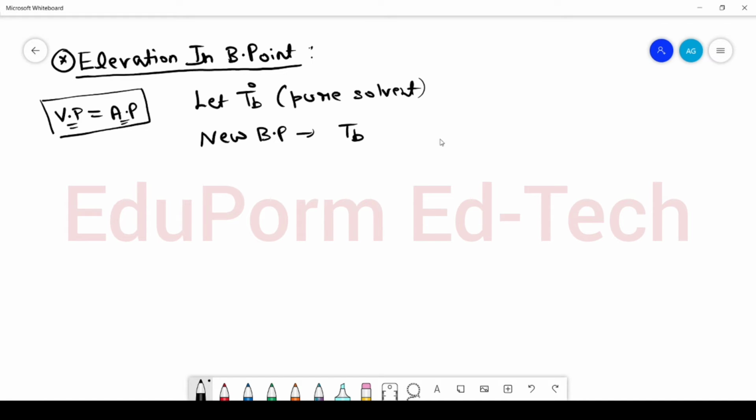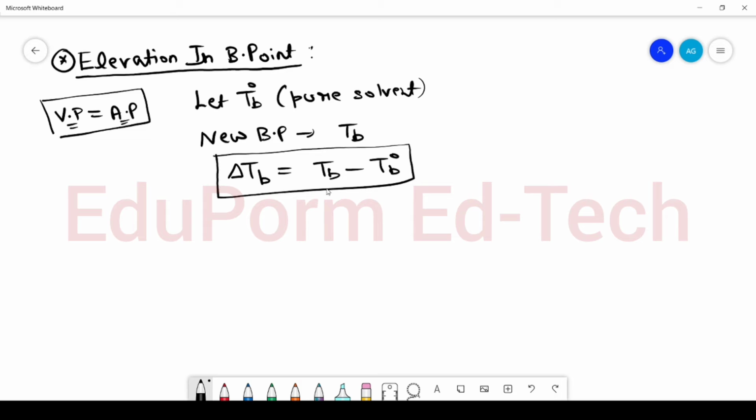Experimentally, we have found that when solute is added to a solvent, the vapor pressure decreases and the boiling point increases. So if the boiling point is getting increased, the change in boiling point, which is represented as delta TB, will be equal to the new boiling point minus the initial boiling point. That means delta TB will be equal to TB minus T naught B.